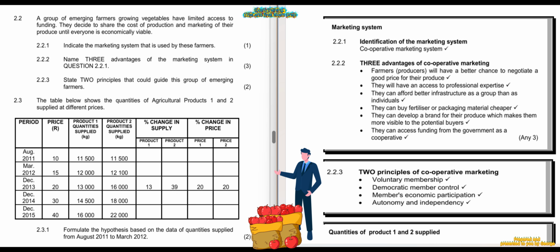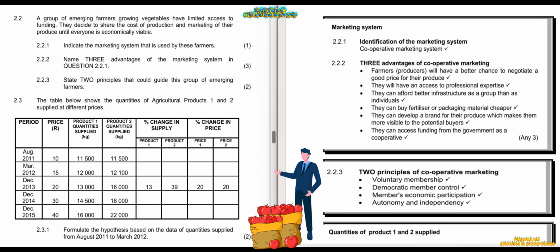2.2. A group of emerging farmers growing vegetables has limited access to funding. They decide to share the costs of producing and marketing their produce until everyone is economically viable. 2.2.1. Indicate the marketing system that these farmers use. The marketing system that is implemented here is a cooperative marketing system.